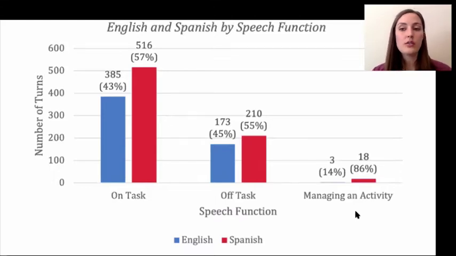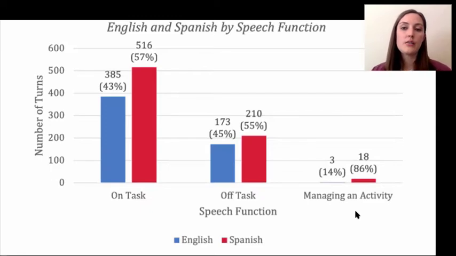Another interesting pattern to note is that there was more Spanish than English used for all 3 speech functions. And this also contradicts previous studies that indicate that students tend to use more English than Spanish when off task and when managing an activity.